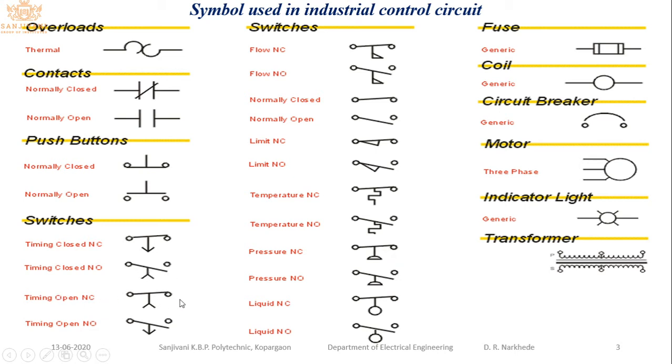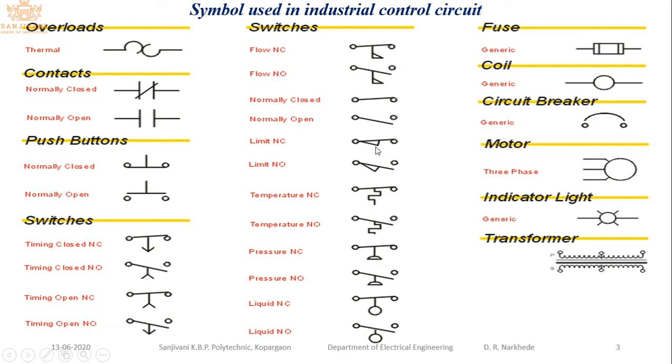Timing open NC: it is operated after a predetermined time and the circuit is going to be open. Timing open NO: it is going to be open after a certain time. These are the flow switch contacts. This is normally closed type. This is normally open type.